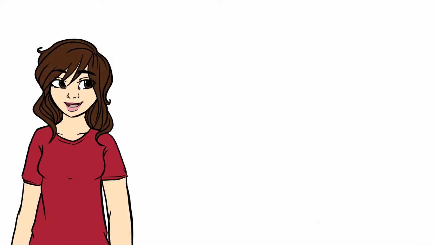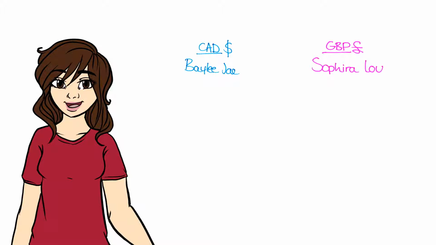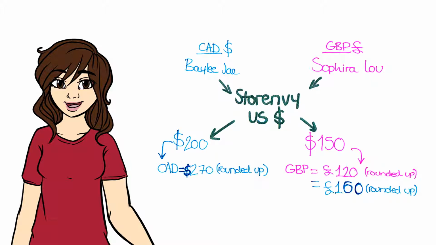2 examples of popular artists are Bailey J and Sophia Alou. Bailey is from Canada and Sophie is from England, so the currency conversion will be done as well as rounding up the prices for more simplicity. Both artists sell their original artworks on a website called Store Envy, and that uses US dollars pricing. Bailey sells her art for $200 US, whereas Sophie sells hers for $150 US.